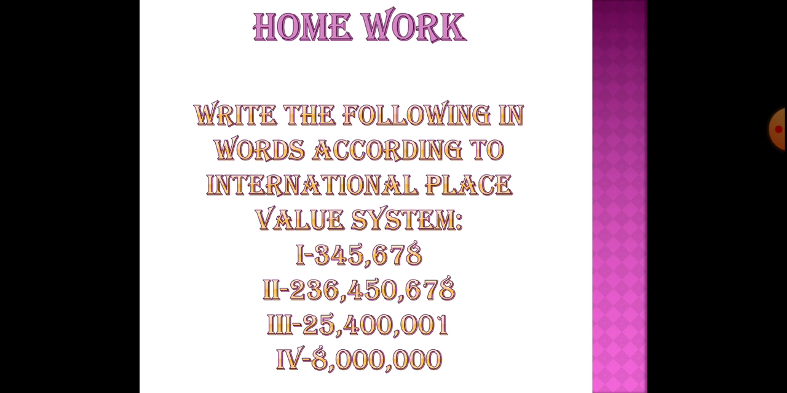And the homework for today is you have to write the following numbers in international place value system. You have to write it in words. The first one is 345,678. Second one is 236 millions 450,678. Third one is 25,400,001. And the last one is 8 millions.